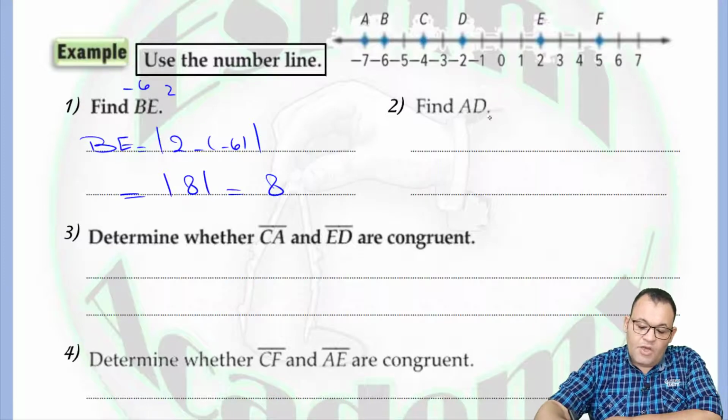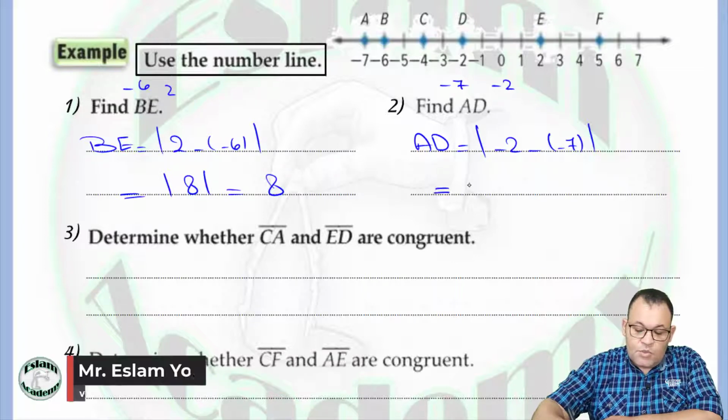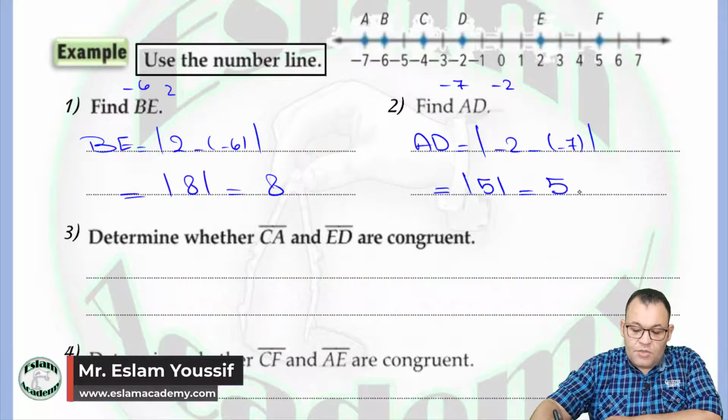Now we need to find the length of AD. A equals -7. D equals -2. To find the length of AD, it will be equal to the absolute value of -2 minus -7. If you start from -2 to -7 or -7 minus -2, you will find the same answer, which equals the absolute value of 5, which equals 5 units.